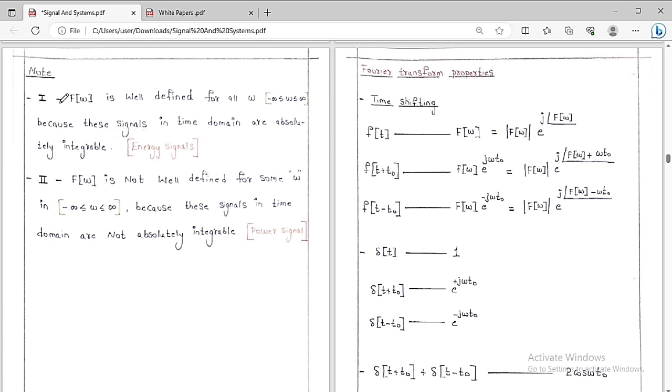Now we are going to discuss some important points. The first one is that F of omega is well defined for all omega, as omega lies from minus infinity to plus infinity, because these signals in time domain are absolutely integrable, which are energy signals.